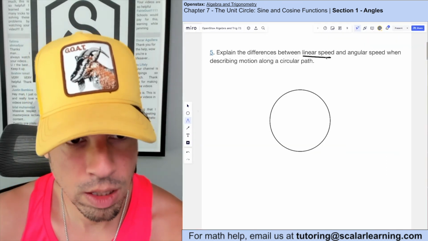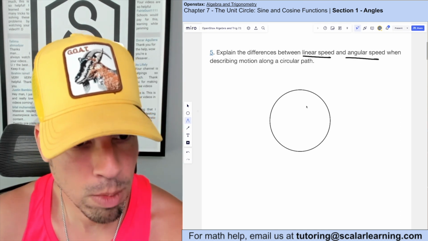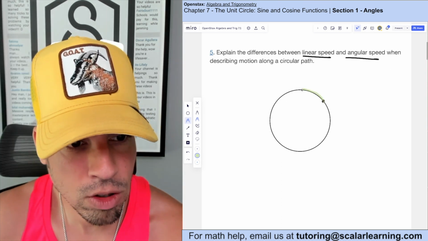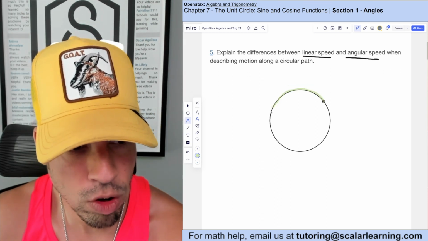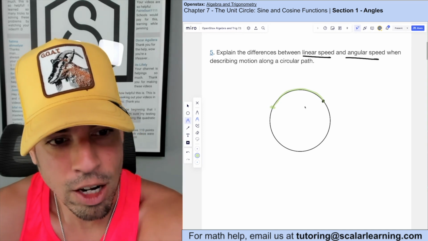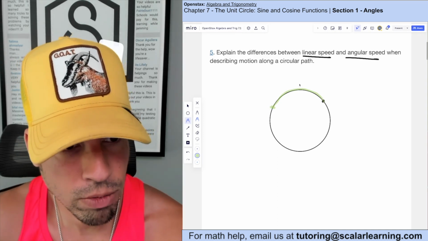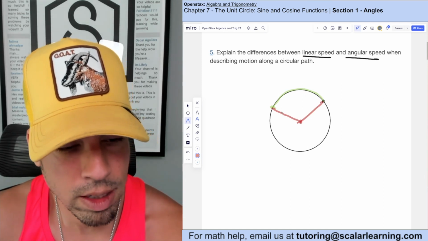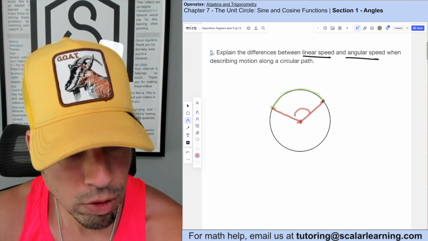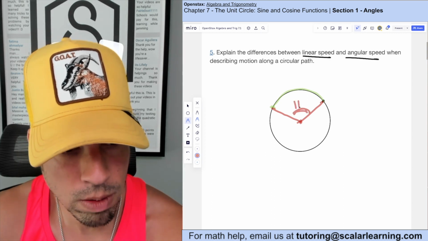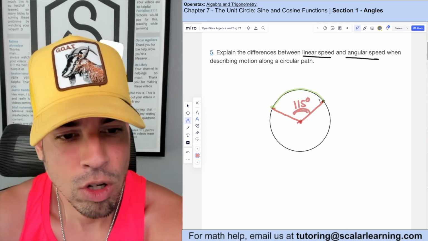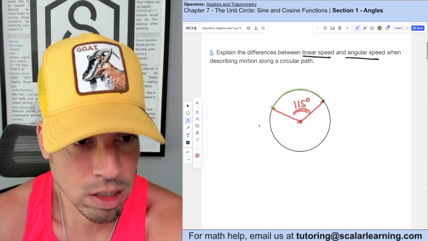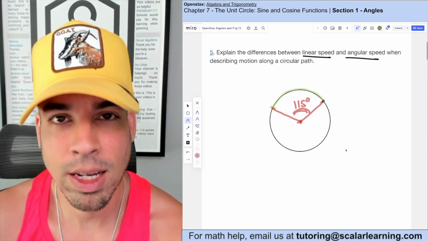Explain the difference between linear speed and angular speed when describing motion on a circular path. Let's say we're here. If we're talking linear speed, it's literally the distance that is being traveled divided by the amount of time. So it's that actual distance along the circumference. When we talk about angular speed, it's the length of the angle traversed. Let's say this angle might be approximately 115 degrees. So this would be 115 degrees in how much time, so now it's degrees per minute or time unit. So that's the difference, done.